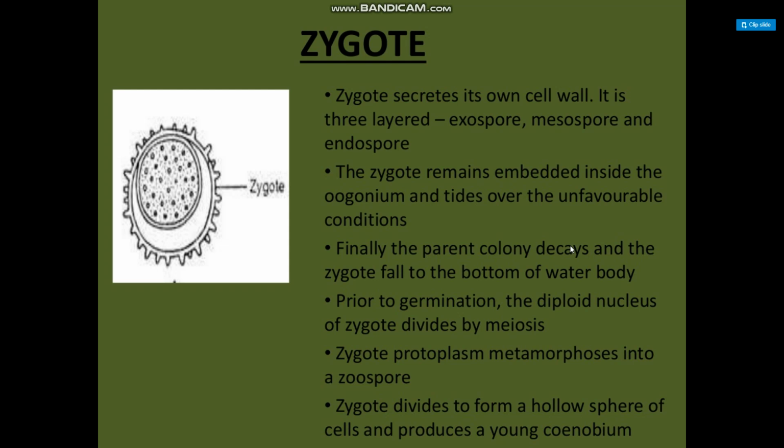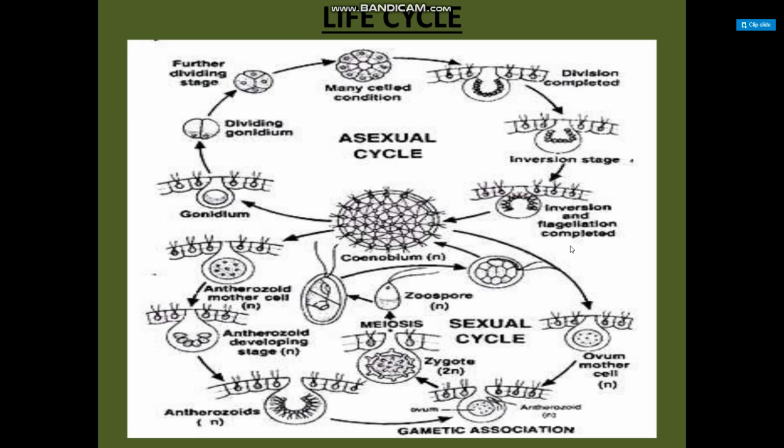So, this is the life cycle, with the asexual type and the sexual type.